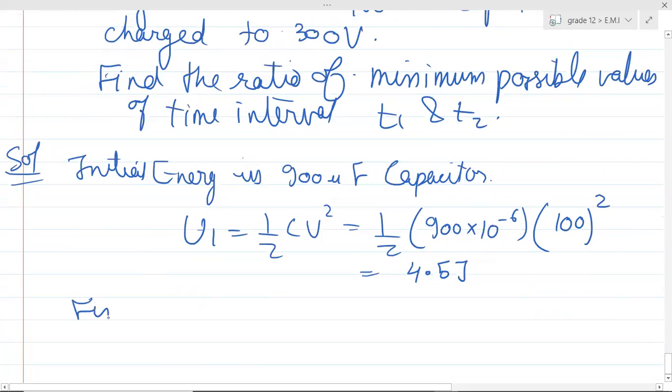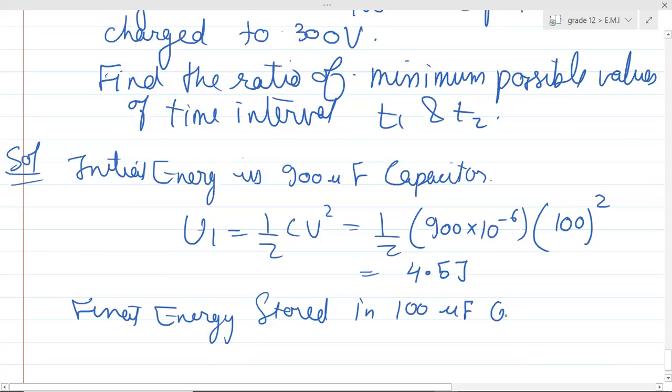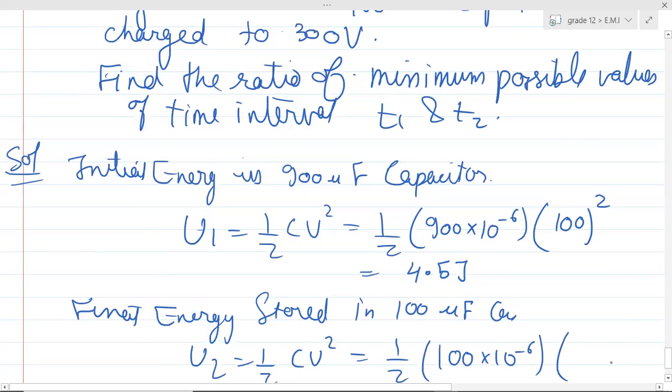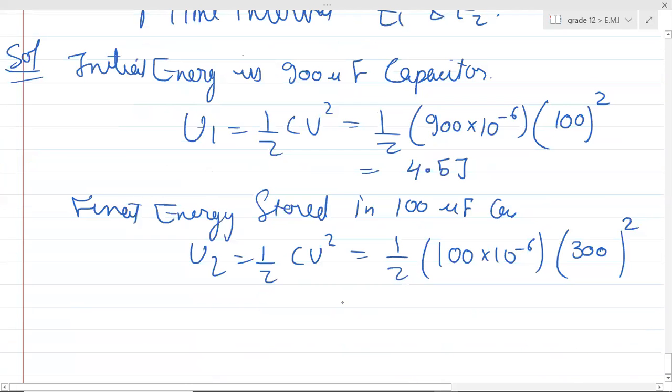And what is the final energy stored in the 100 microfarad capacitor? U2 will be equal to half CV square, and this will be half into 100 into 10 to the power minus 6, and the voltage was found to be how much? 300 square, right? 300. So can you see when you calculate it, it will also be 4.5 joules. Yes, sir. है ना? So इसका मतलब क्या हुआ? What do you interpret from this data?